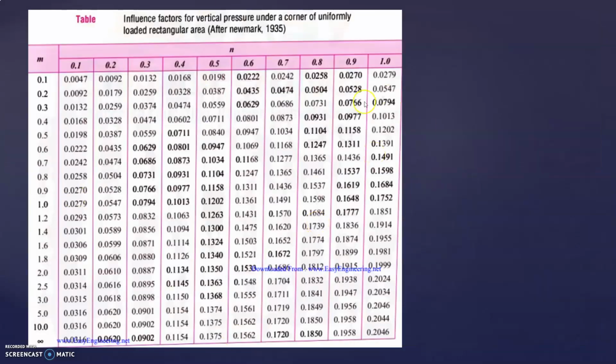Then let us see this table for influence factors for vertical pressure under a corner of a uniformly loaded rectangular area. Here these are the M values 0.1, 0.2, 0.3 and these are the N values 0.1, 0.2, 0.3, 0.4, 0.5, 0.6 like that till 1. Here the M values go till 10. So you have to take the M value. Suppose the M value is 0.1 and the N value is 0.1, you have to consider this value like that.